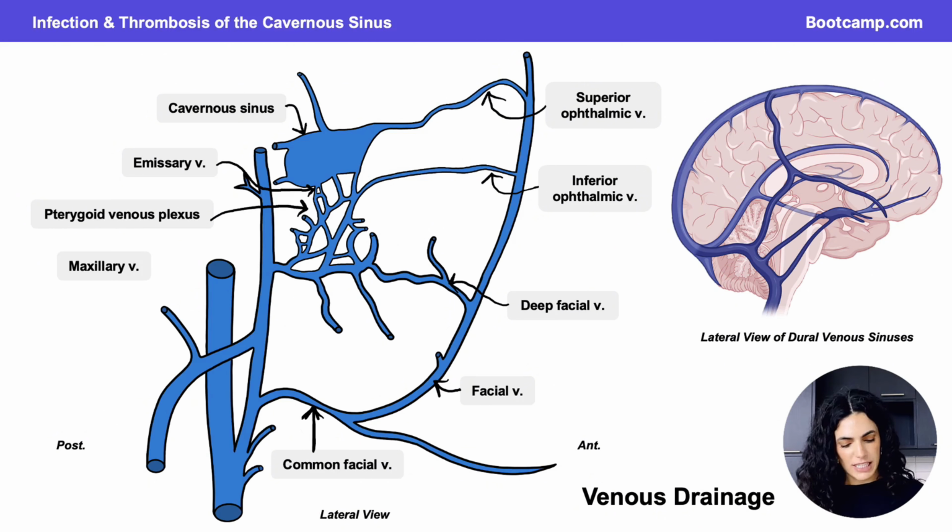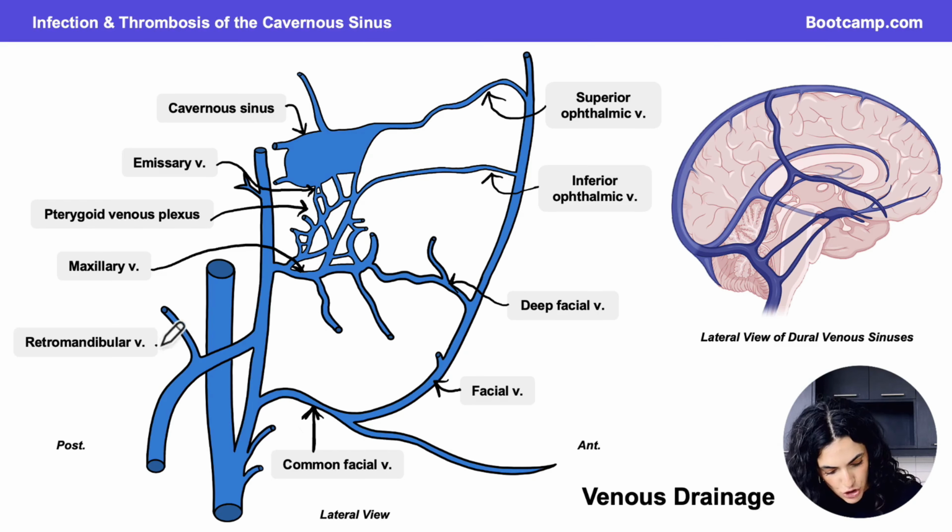Now, the pterygoid venous plexus contributes to the maxillary vein. So right over here is going to be the maxillary vein, and we can see these different tributaries of the pterygoid venous plexus to the maxillary vein. And eventually from the maxillary vein, we're then going to form the retromandibular vein.